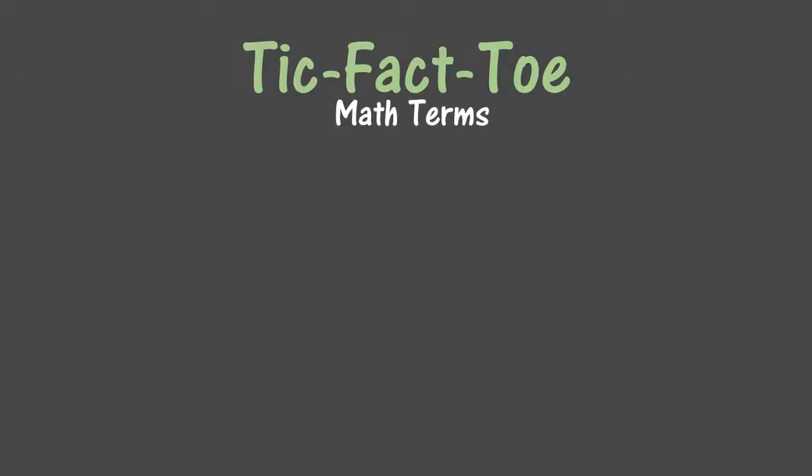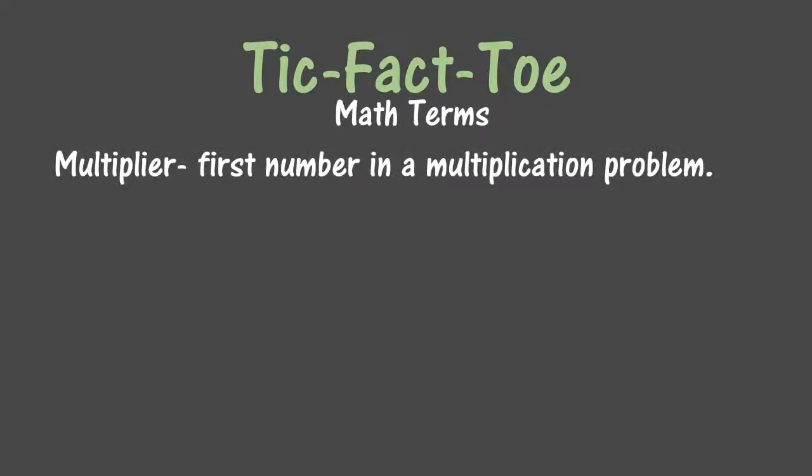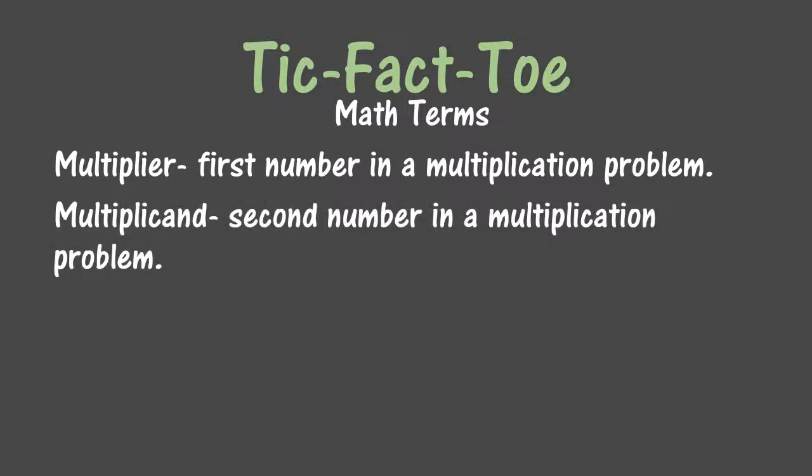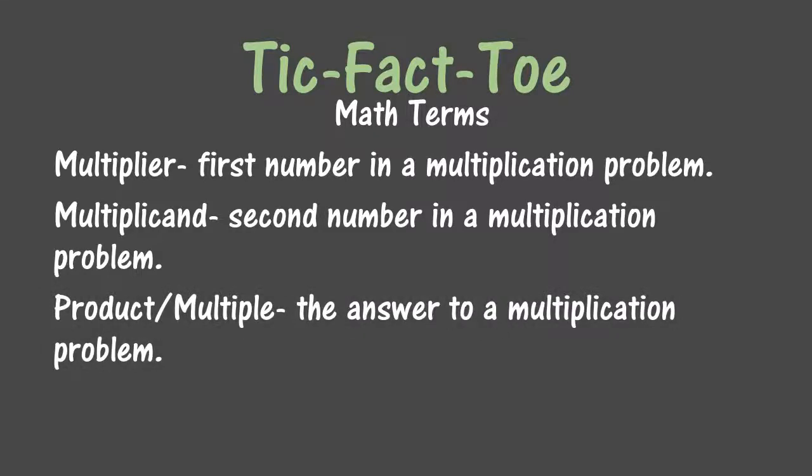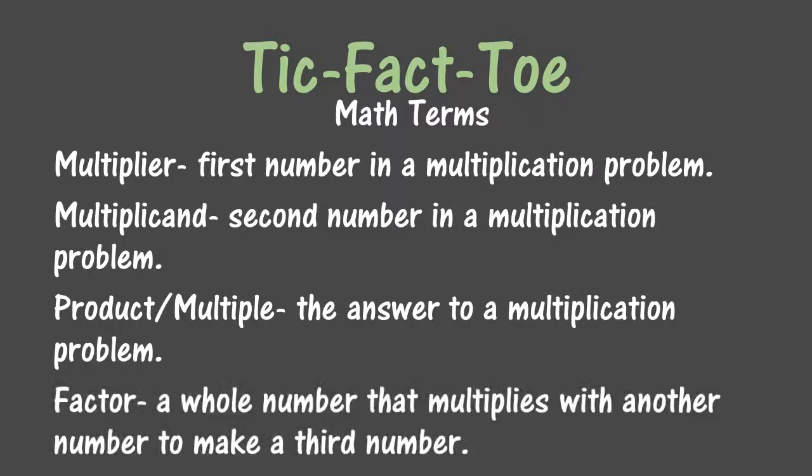Some math terms to increase understanding would be multiplier, which is the first number in a multiplication problem. Multiplicand, I can't say it, is the second number in a multiplication problem. And the product or a multiple is the answer of a multiplication problem. And a factor is a whole number that multiplies with another number to make a third number.